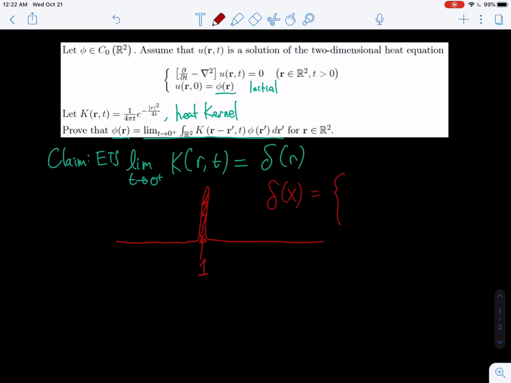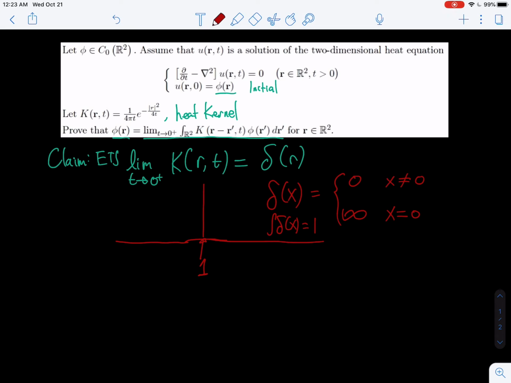So imagine this, but then the width is shrinking while the height is increasing, okay? So it is getting taller and skinnier. Now, what happens at the limit? At the limit, we get 0 everywhere, but at 0, our function is going to be infinitely high, okay? So it has no width, infinite height, and the area is 1.